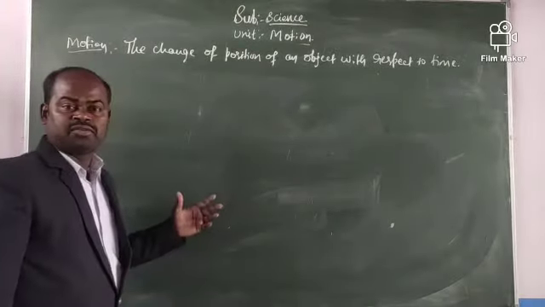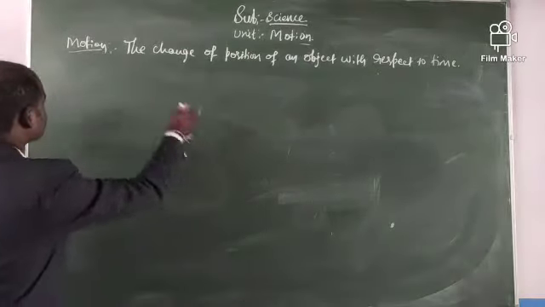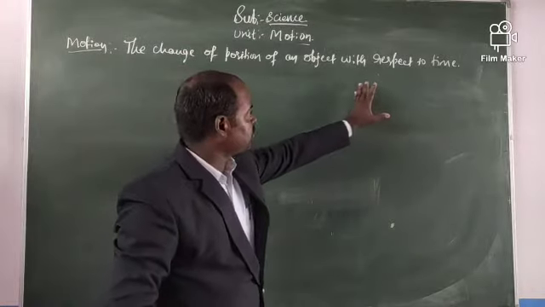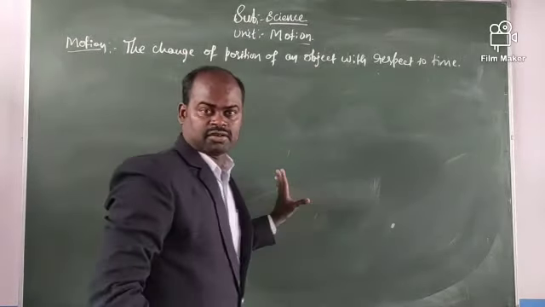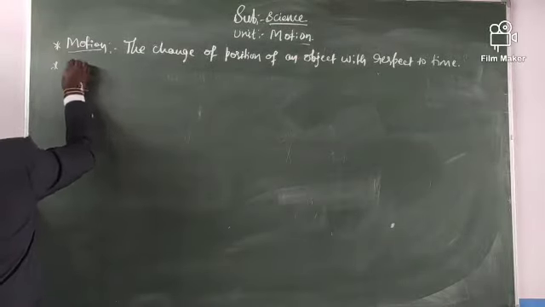Now I will give you some important points on the board. You have to take them down. Okay. First, motion. What is motion? The change of position of an object with respect to time is called motion. Okay. Next, types of motion.